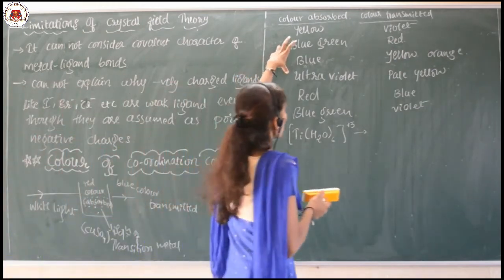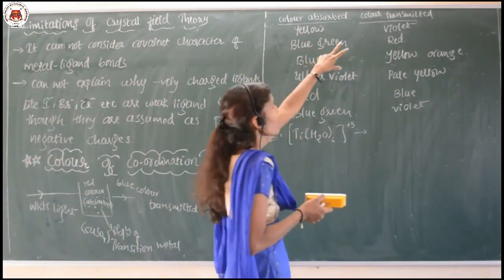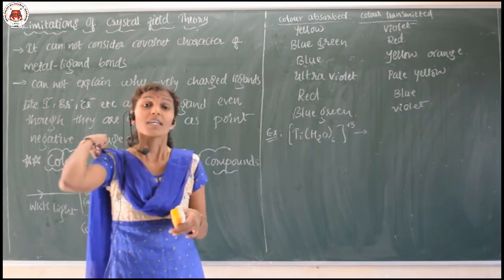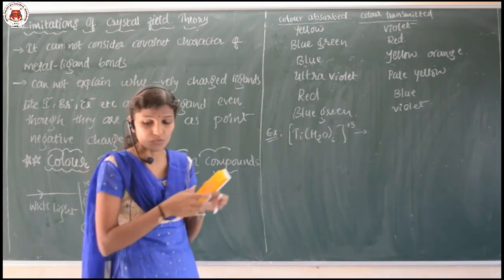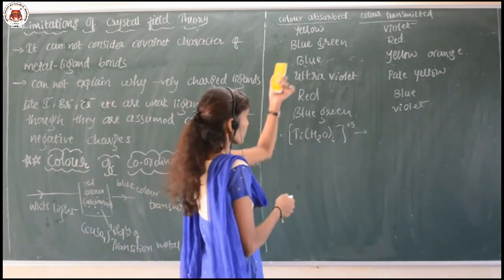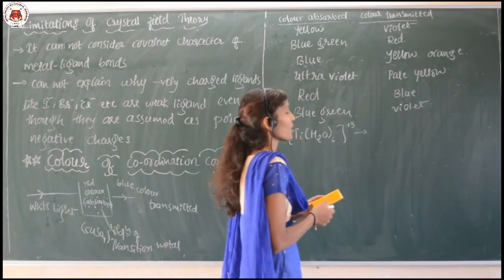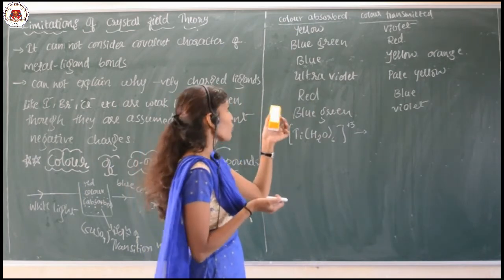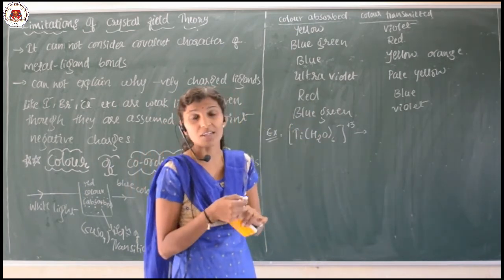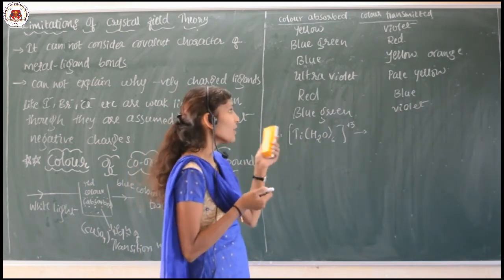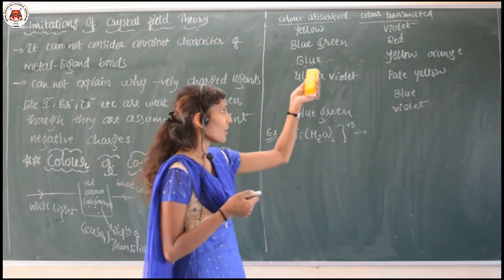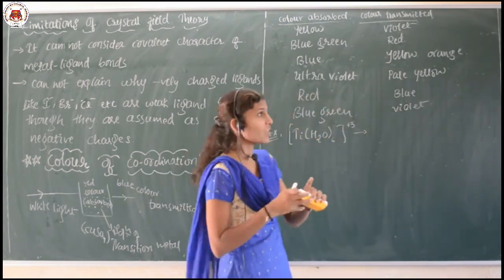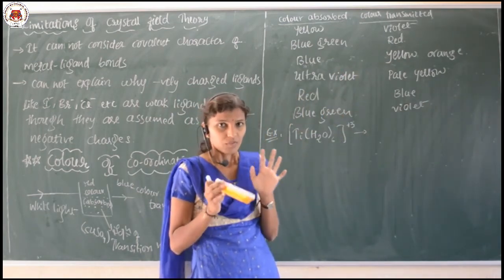Suppose yellow color is absorbed, then we are going to get the color of the complex as violet, because it is transmitted. Next, if a blue-green color is absorbed, we are going to get the complementary color, that is, the color of the complex will be red. And suppose only blue is absorbed, we are going to get the complex color as yellow-orange. Suppose ultraviolet is absorbed, pale yellow. Similarly, for all the colors which are absorbed, the complementary color will be the color of the complex. These two are said to be complementary colors. I hope you are getting it.